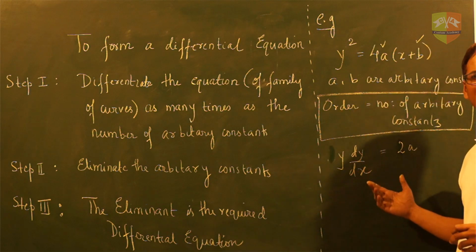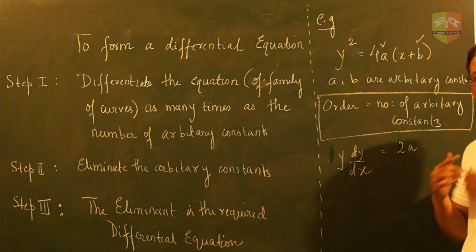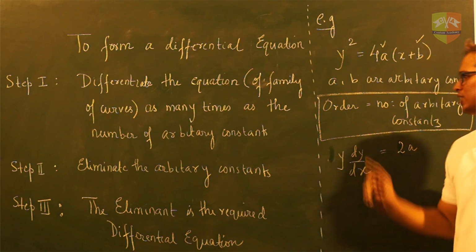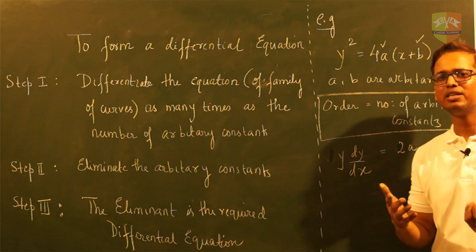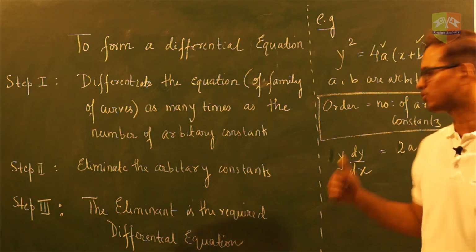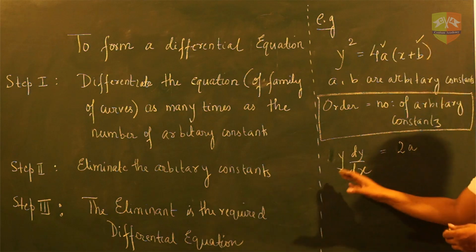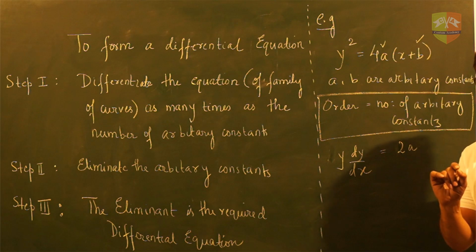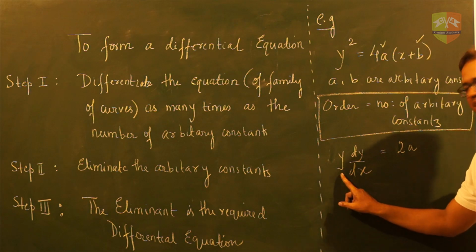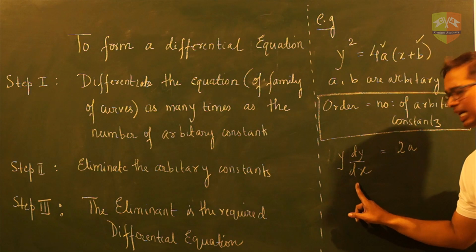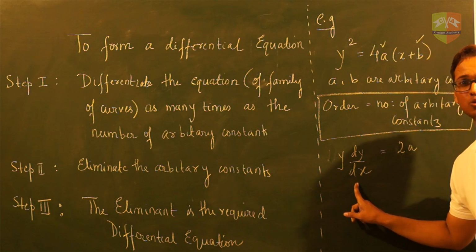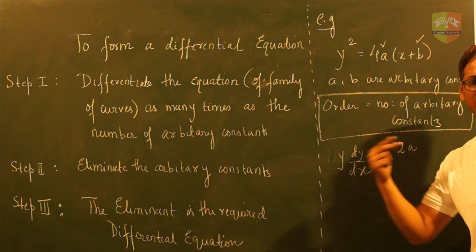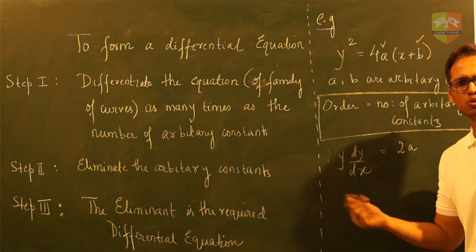Simple. To get rid of a, I will differentiate one more time, because I have the liberty to differentiate as many times as the number of arbitrary constants. Since there were two arbitrary constants, I have the liberty to differentiate one more time, because one time I have already done. So let us differentiate both sides again with respect to x. Care should be taken while differentiating this. When we are differentiating y dy by dx, which rule will I be using? The product rule, exactly. I'll be using this and this as two functions, u and v, and applying the product rule of differentiation.